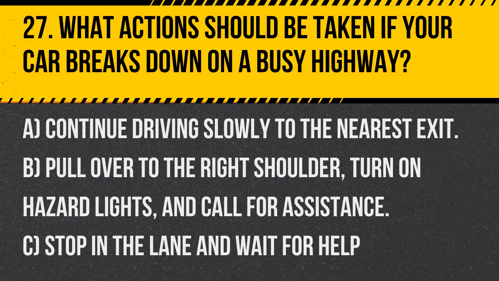Question 27. What actions should be taken if your car breaks down on a busy highway? A. Continue driving slowly to the nearest exit. B. Pull over to the right shoulder, turn on hazard lights, and call for assistance. C. Stop in the lane and wait for help.